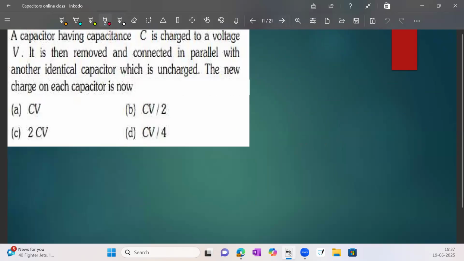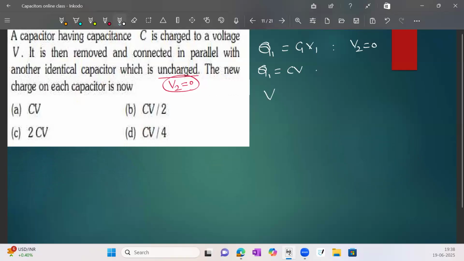A capacitor having the capacitance C charged to the voltage V. So next problem, 10th problem. Then it is removed and connected in parallel with another capacitor which is uncharged. Uncharged means V2 we can take as 0. V2 equals 0. So the initial charge before connecting, Q1 equals C1 V1, and given V2 equals 0, so Q1 equals C into V.